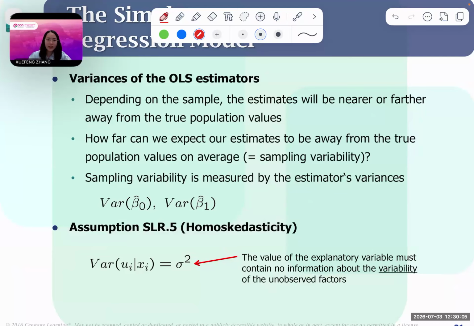Let's see the variance of the OLS estimate. Depending on the sample, the estimates will be nearer or farther away from the true population values. How far can we expect our estimates to be away from the true population values on average? This is the sampling variability. Sampling variability is measured by the estimator's variance, which is variance of beta 0 hat and variance of beta 1 hat.